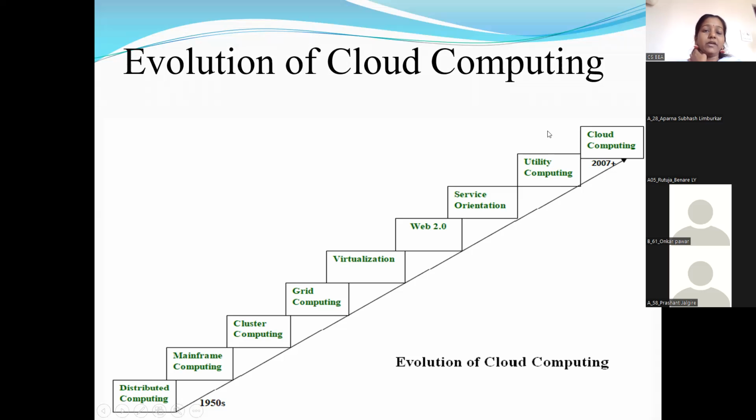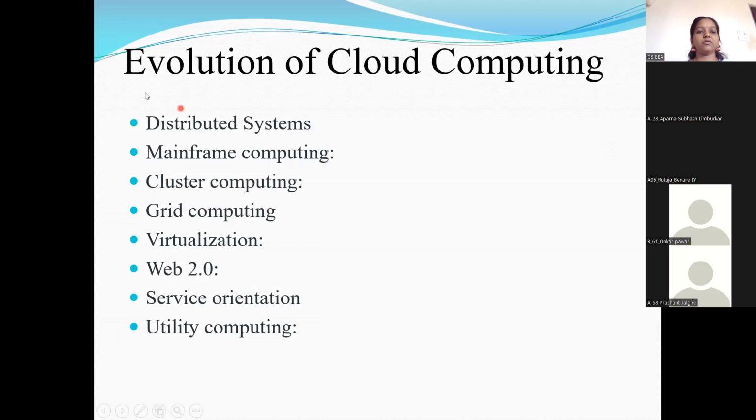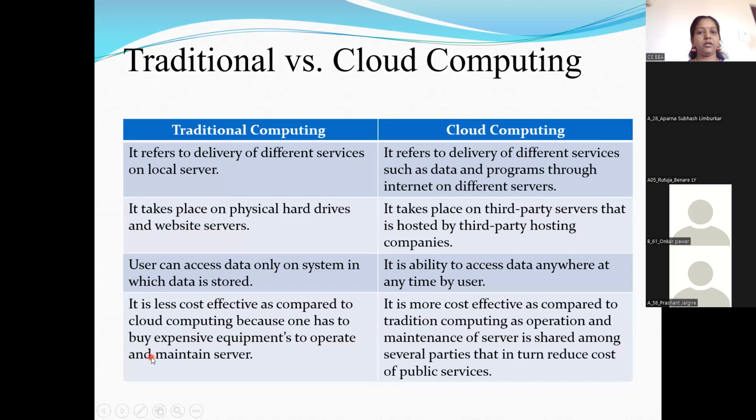All right. So we have gone through the evolution of cloud computing. How the journey started in the 1950s, that we have seen. After this, distributed computing, mainframe computing, cluster computing, grid, virtualization, Web 2.0, service orientation, utility computing, and then cloud computing, how the journey has started. It's a brief discussion we have seen in our yesterday's lecture. So these points we have covered in yesterday's lecture.